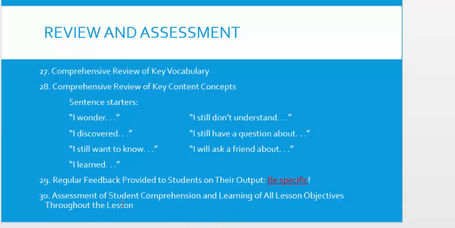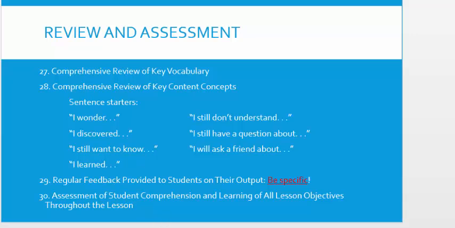And then number 30, an assessment of student comprehension and learning of all lesson objectives throughout the lesson. So how are you going to assess them? This especially is dealing with formative assessment. And so going back to number 28, that is an example of a formative assessment where you're checking to see where they are at the end of the lesson.